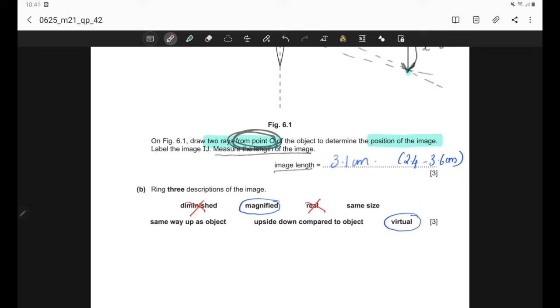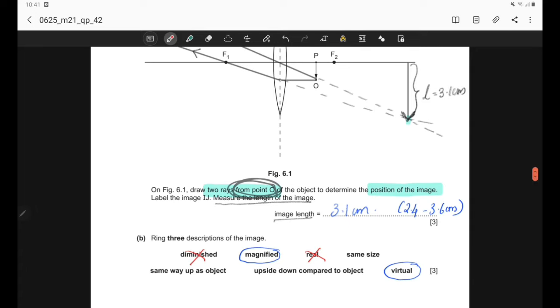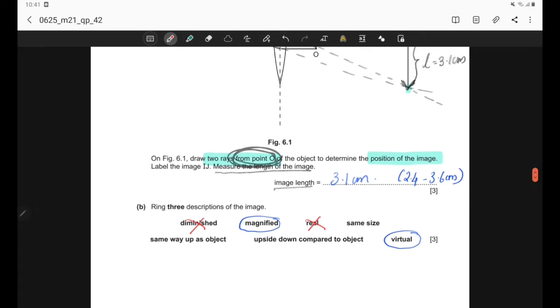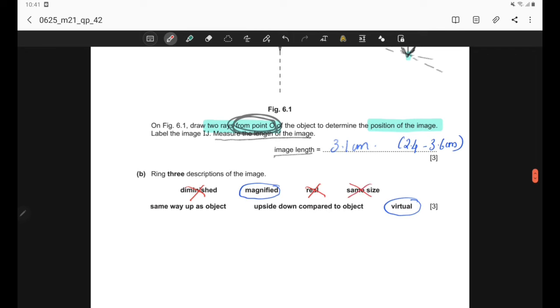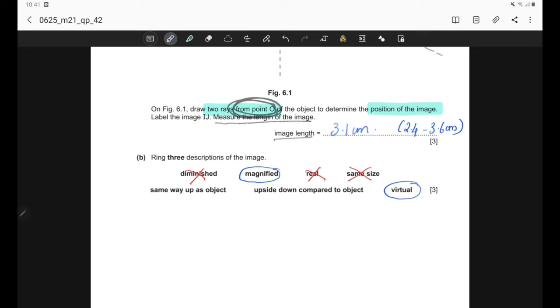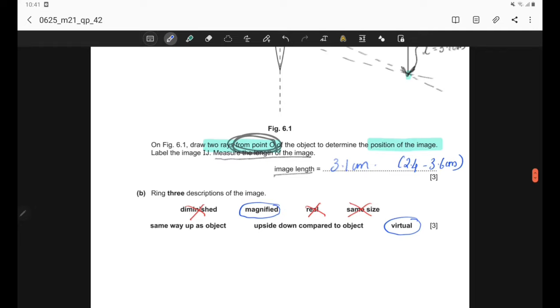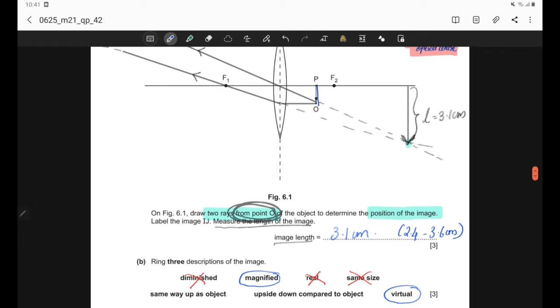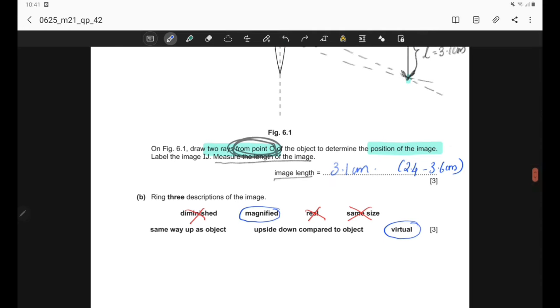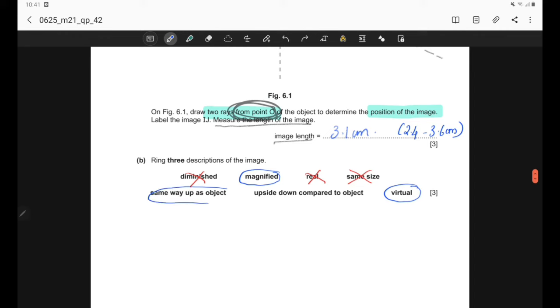and it's given same size. We have seen that the image size is greater than the object size, so the same size answer is also wrong. Next point, same way up as the object, that is correct. Both object and the image are having the same direction, so this option is correct, same way up as the object. So we have put 3 rings in order to describe this image formed.